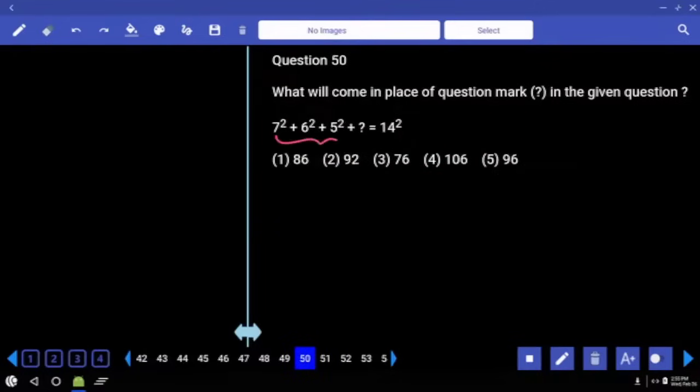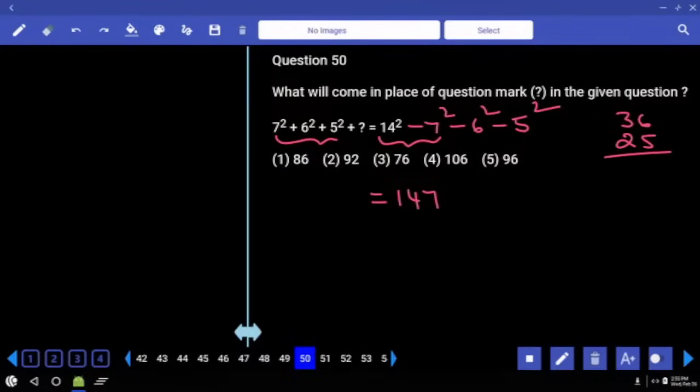3 numbers goes to the other side. Becomes minus 7 square, minus 6 square, minus 5 square. Correct? When you consider these two, a square minus b square, a plus b into a minus b. A plus b, 21. A minus b, 7. 21 7 times 140. 6 square, 5 square. Both are negative numbers. Let me add both. That gives you 61. Answer 86.